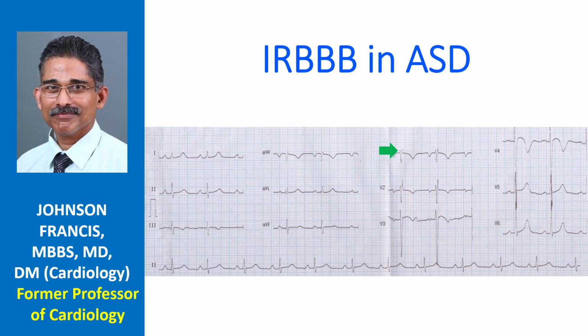Left axis deviation is usually a feature of ostium primum ASD. First degree AV block may be noted in both primum and secundum ASD. Familial ASD with first degree AV block has been reported in secundum ASD. This type of familial ASD has an autosomal dominant inheritance pattern. There is also higher incidence of sudden cardiac death in this group.